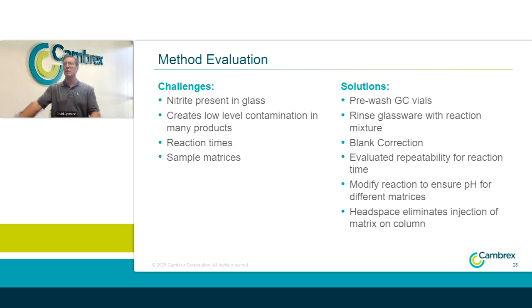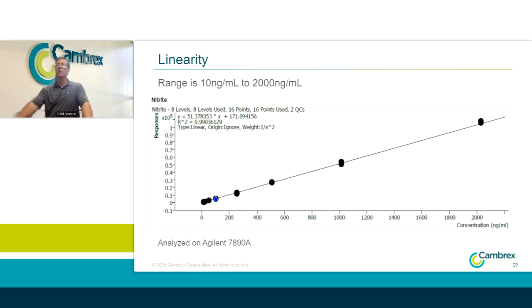And again, now we've eliminated the injection of the matrix onto the column as well by utilizing the headspace method. And so we've got a linear range of 10 nanograms up to 2,000 nanograms for the nitrite itself. And so it's quite a sensitive method, and this is just done on a 7890, which is just a single quad. We are looking to potentially increase sensitivity by moving to our GC triple.